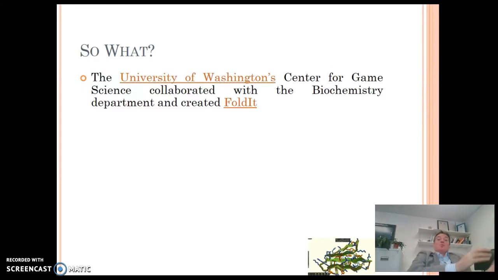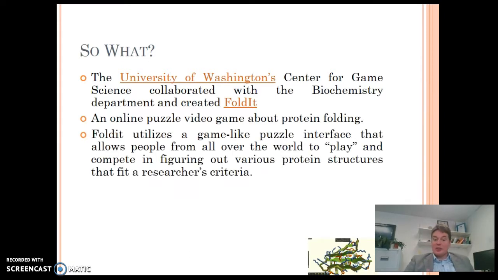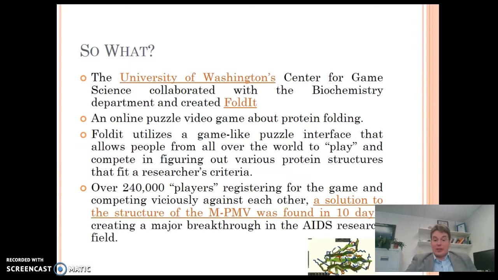So, so what? The University of Washington Center for Game Science collaborated with the biochemistry department and created a game called Fold It. It was an online puzzle, but what was behind the game was protein folding. They used a game interface that allowed people to play and compete to figure out the most effective way to fold a protein that fitted a researcher's criteria. 240,000, 250,000 people registered for the game, and they were competing against each other. And they found the solution within 10 days. It would have taken months of computer analysis. And it was a major breakthrough in AIDS research.